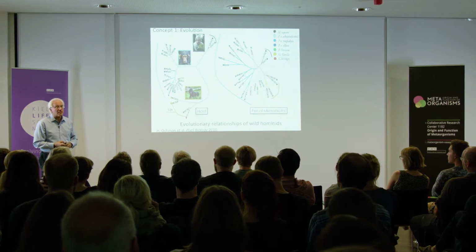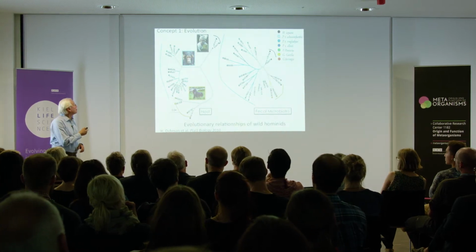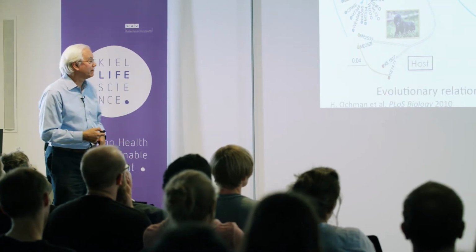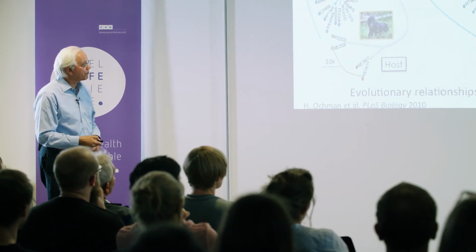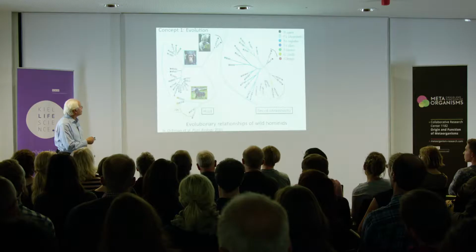Now, in order to understand this, I want to introduce 3 important concepts. The first concept is evolution. This slide is from the work of our mutual friend Howard Ochman and his colleagues, looking at evolutionary relationships of wild hominids. Here on the left side is a phylogeny of wild hominids, with a branching pattern, a topology, that's based on the hosts. And if we go to the right side, we look at the phylogeny based on the fecal microbiota. We can see that there is a lot of congruence between these 2 phylogenies.